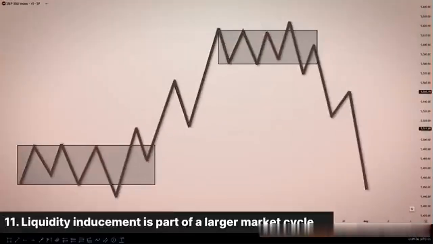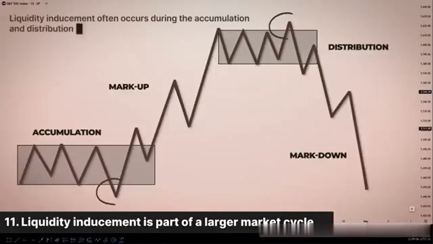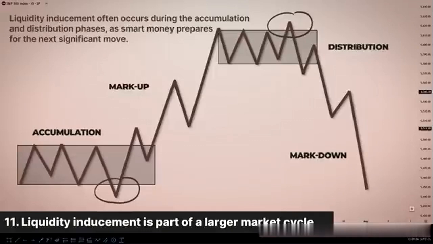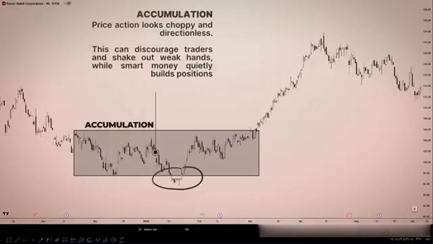Also, liquidity inducement is part of a larger market cycle. The market typically goes through phases of accumulation, markup, distribution, and markdown. Liquidity inducement often occurs during the accumulation and distribution phases, as smart money prepares for the next significant move. During accumulation, for instance, you might see price action that looks choppy and directionless. This can discourage retail traders and shake out weak hands, while smart money quietly builds positions.